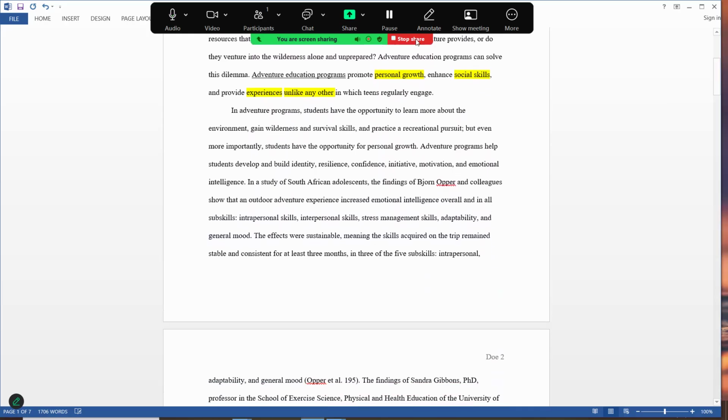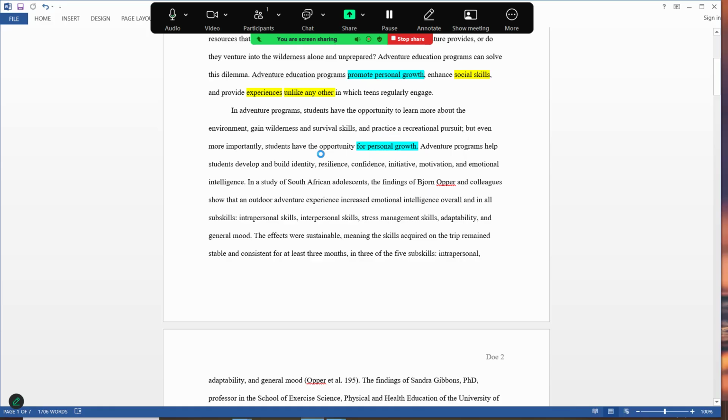In adventure programs, students have the opportunity to learn more about the environment, gain wilderness and survival skills, and practice a recreational pursuit. But even more importantly, students have the opportunity for personal growth. And you'll see right here, this absolutely aligns with that first subpoint. So this was the first thing that she listed that she will be covering: adventure educational programs promote personal growth. So this paragraph is about personal growth. Now, with her strong statement, she is bringing evidence.